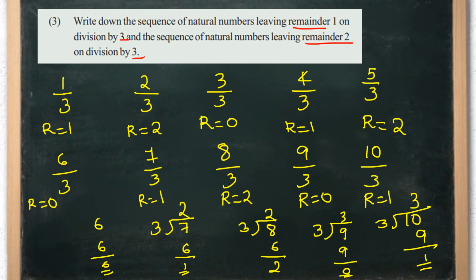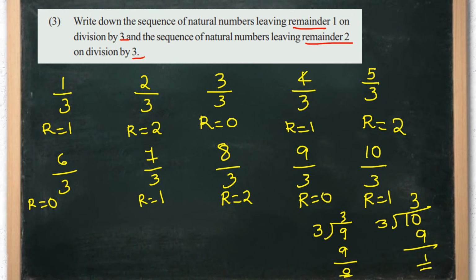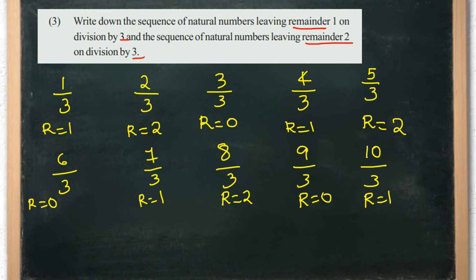So, as per the question, we have to find the sequence of natural numbers leaving remainder 1 on division by 3, and the sequence of natural numbers leaving remainder 2 on division by 3. First of all, let's look for natural numbers leaving remainder 1 on division by 3.